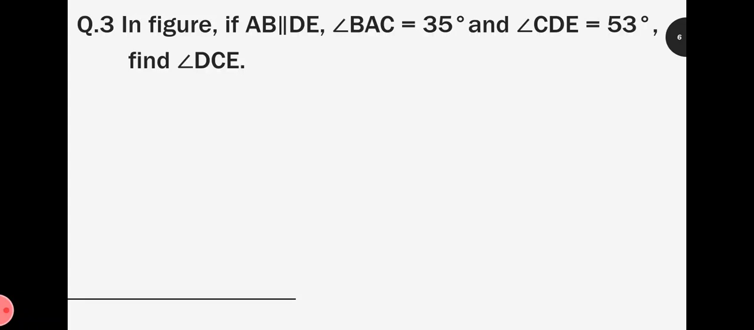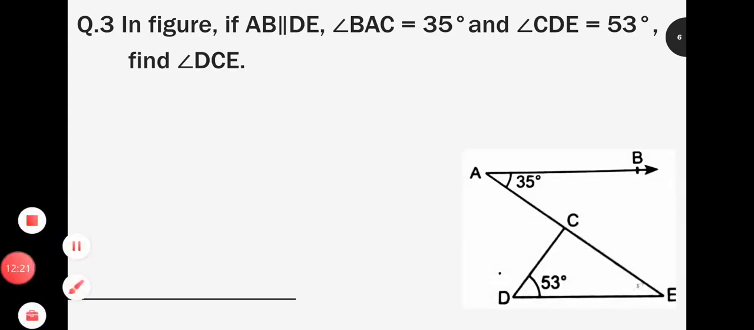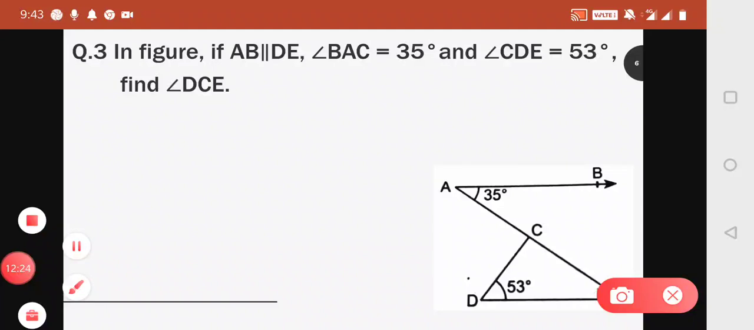Next question, that is question number 3. In the figure, if AB is parallel to DE, angle BAC equals 35 degrees and angle CDE equals 53 degrees, find angle DCE. Yes, according to the question, let's cross check the figure. It has been given that angle BAC is given as 35 degrees. Angle CDE is given as 53 degrees. And we have to find angle DCE, this angle we have to find.